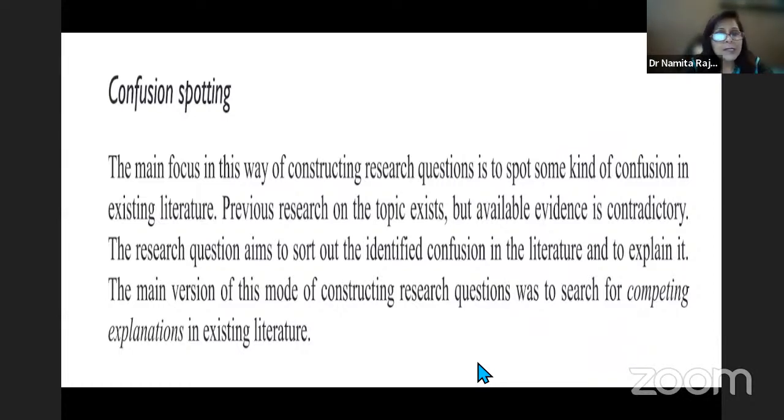The main focus in this way of constructing the research question is to spot some kind of a confusion in the existing literature. That is, the previous research on the topic exists, but available evidence is contradictory in nature. As I told you, Mr. A is saying yes and Mr. Y is saying no. And Mr. C is saying they don't have a relationship. So this is a very clear-cut identified research gap because we have contradictory views on a particular issue, which we call confusion spotting.